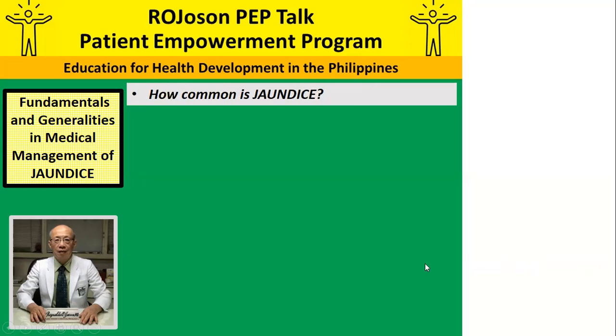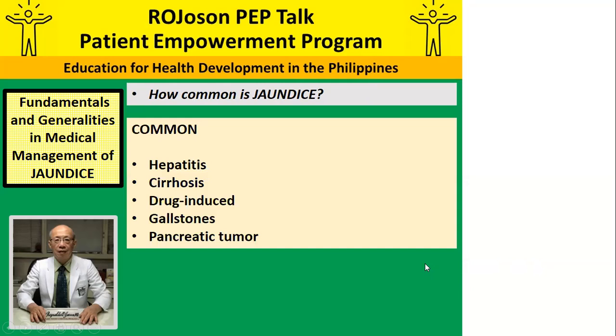How common is jaundice? Quite common because we have all these diseases occurring in our community: hepatitis, cirrhosis, drug-induced liver injury, pancreatic tumors, and gallstones. So since these are common, you can also have jaundice as a common event.